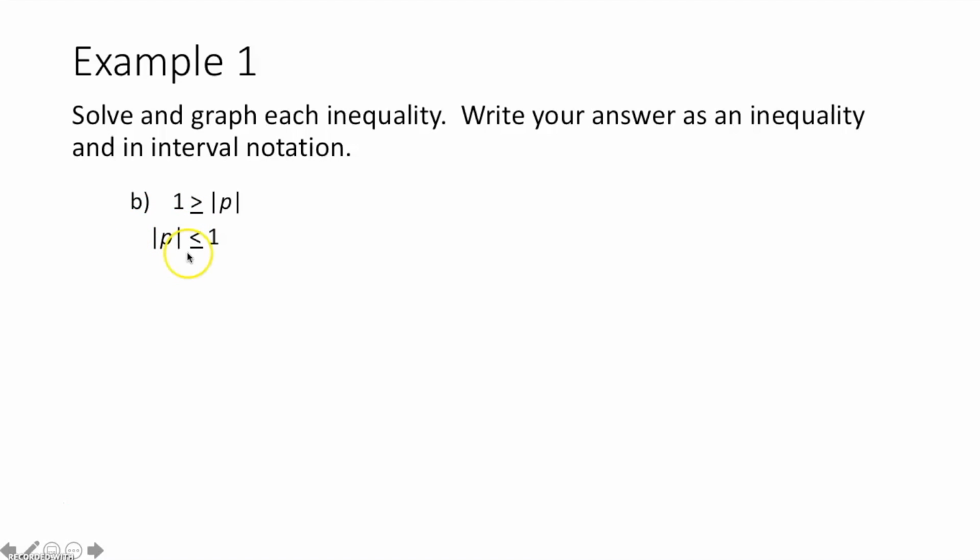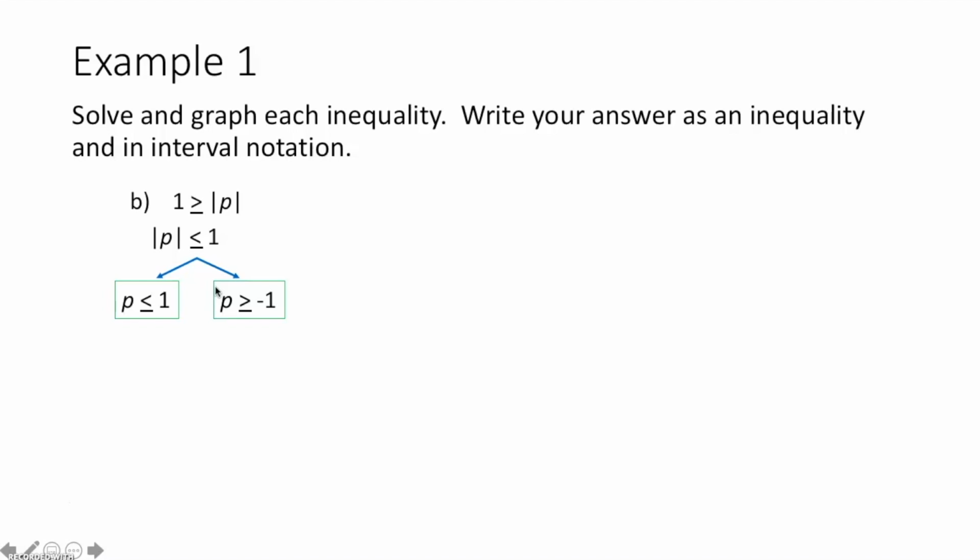So we move to the next step, where we break it into two separate inequalities. The first one is going to be exactly what you see here without absolute value: p is less than or equal to 1. Done. Over here, what's inside the absolute value stays the same. So p is, and then you flip the sign, greater than or equal to, and then over here it's the opposite expression, so negative 1.